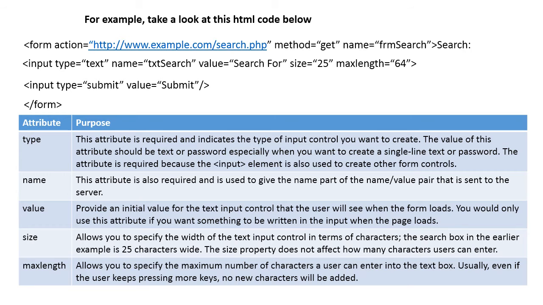Maximum length, that is maxlength, allows you to specify the maximum number of characters a user can enter into the text box. Usually, if the user keeps pressing more keys, no new characters will be added. So what this means is that if you specify a maximum length of 25 characters, anything more than 25, the remaining ones would not be typed.